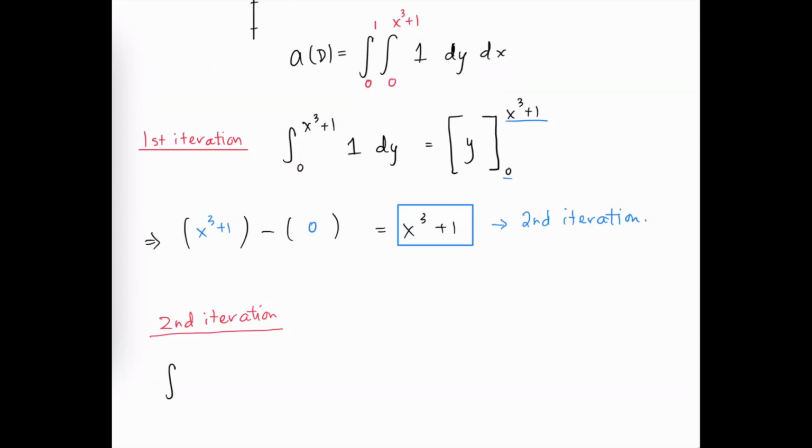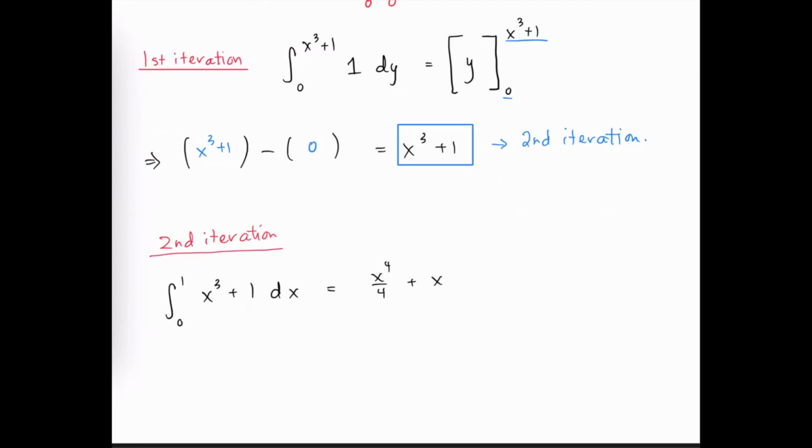So for that second iteration, our limits of integration are from 0 to 1. The new integrand is x cubed plus 1, and we are integrating with respect to x. And here is our antiderivative, which we now are going to evaluate from 0 to 1. So this turns out to be 1/4 plus 1, or 5/4.